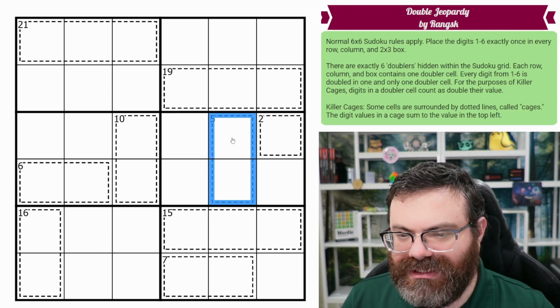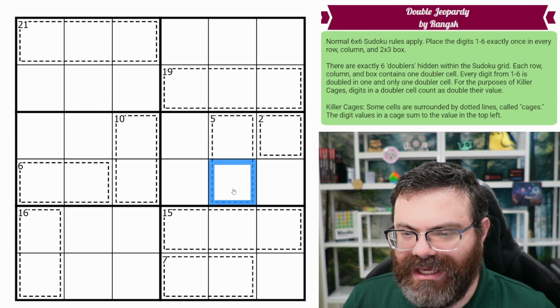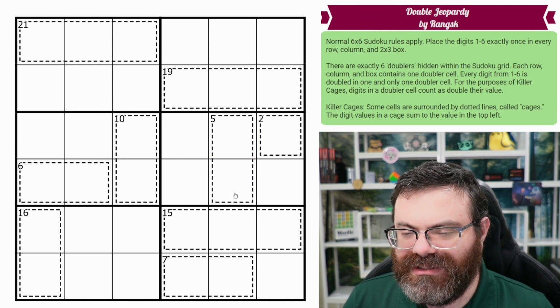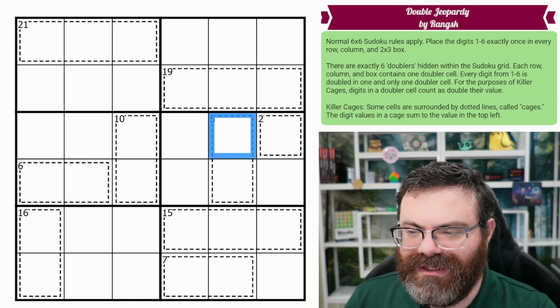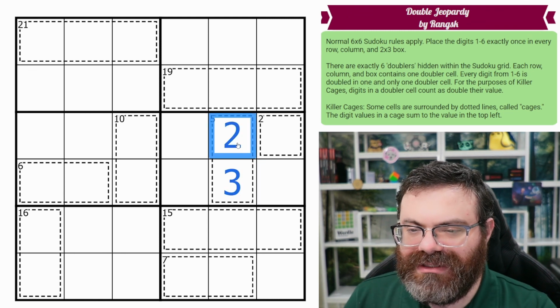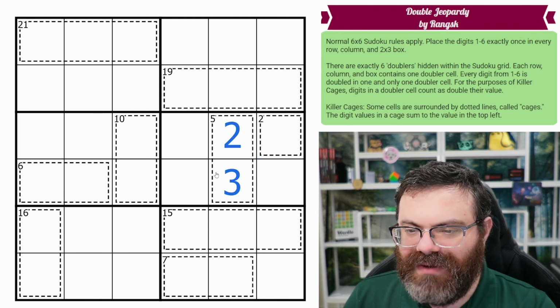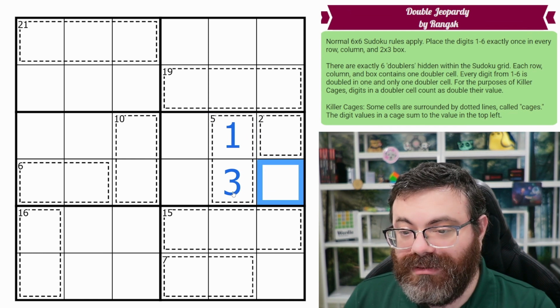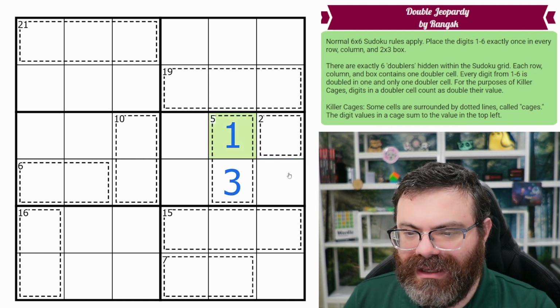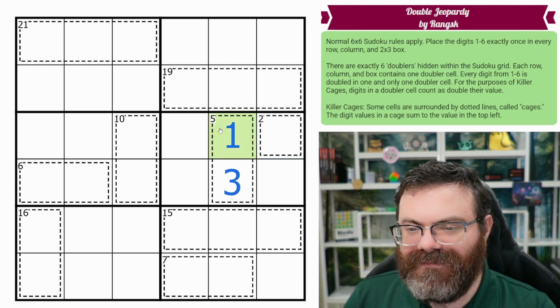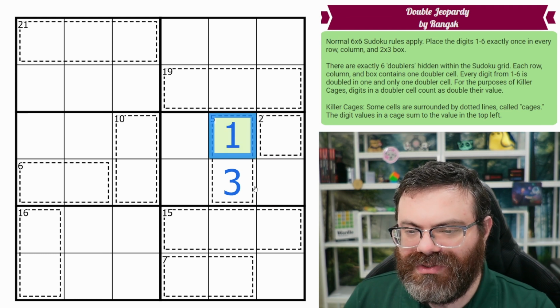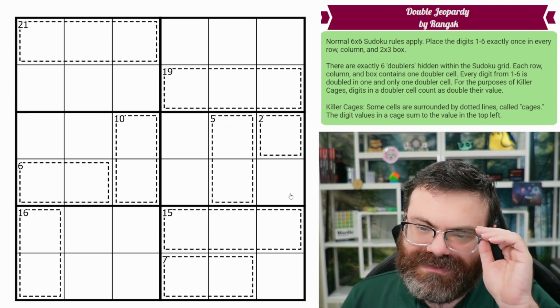The values within each cell that are in the cage sum to the clue in the top left. So the value sums to 5 here. So I could do 2, 3 with neither of these doubled, and that would add to 5. Or I could do, say, 1, 3, and I could double the 1. And if so, this would still add to 5 because the value of this cell is double the 1, so it's 2 plus 3. So it kind of subverts your expectations there.